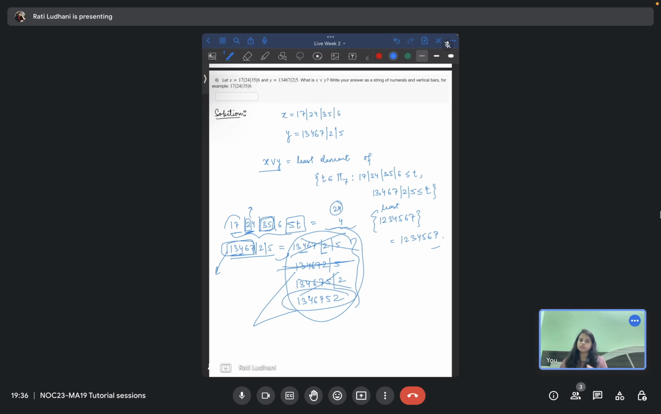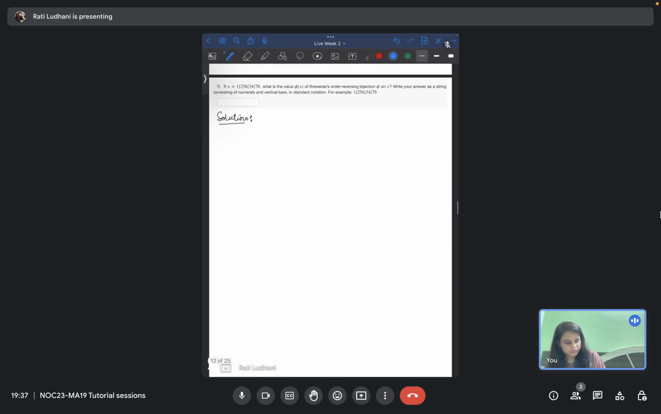Okay, so this is your join. So basically for join, you search for if something is in the same block, that will stay in the same block for both of the elements. So you just search for all those elements for which you have the same block thing. So that is your answer. Okay, let's move to the next question.